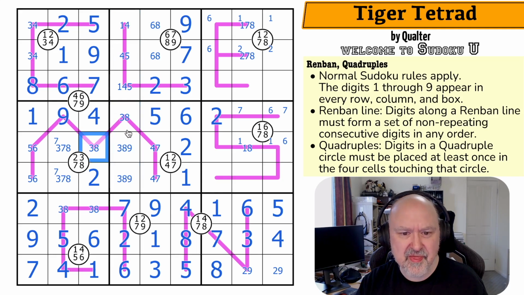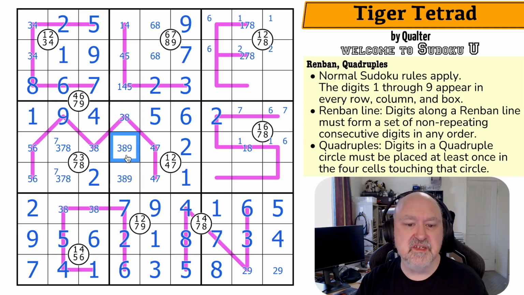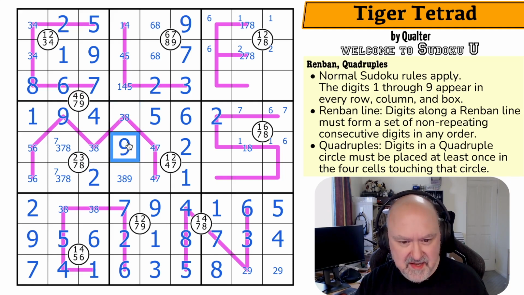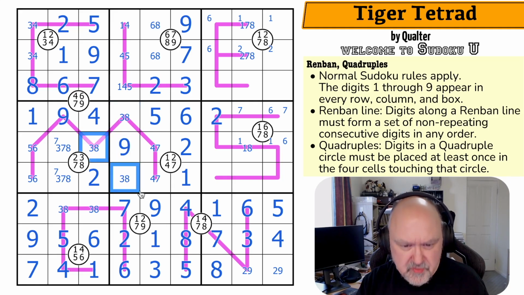3, 8, 9, and those are different digits, so that has to be the 9. Because if that was a 3, both of those would be 8, and I'd be repeating on the line. If both of those are 8, both of those would be 3. So that's the 9. Those are the same digit.